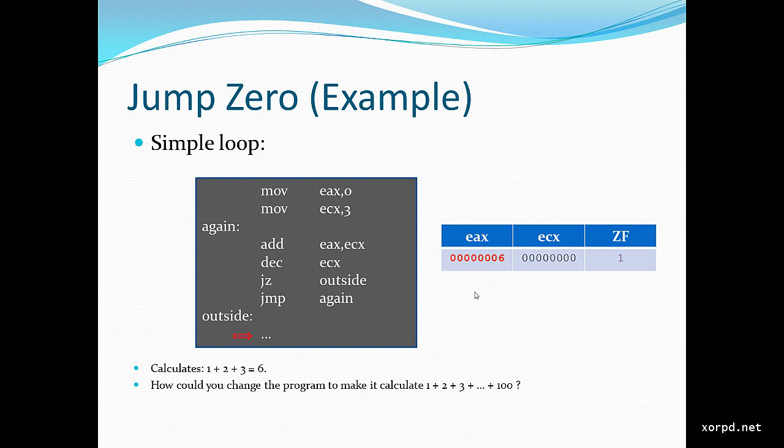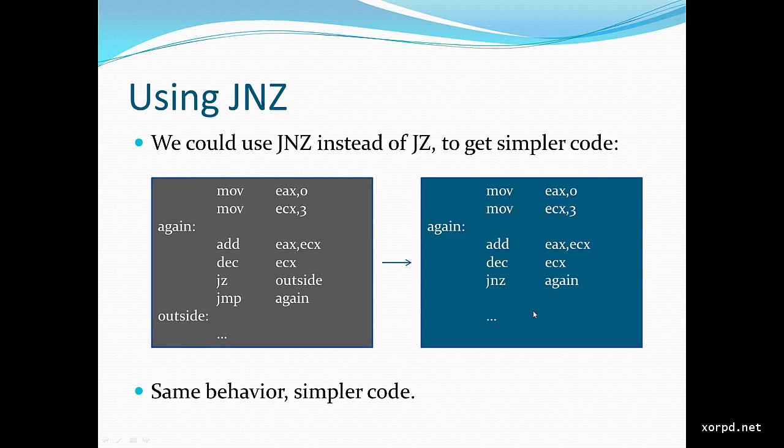You probably guessed it right. It would be enough to change this number 3 into a decimal value of 100. We could use jump not 0 instead of jump 0 in this specific example to get simpler code. This is the original code that we have just looked at in the previous example.